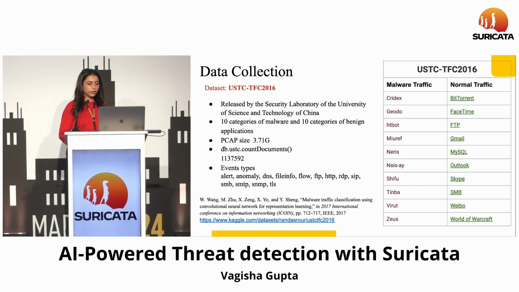In the same way I did with the DDoS dataset, I ingested the documents into the Mongo database, and the count was around 1.1 million documents. The event types that were logged with this dataset were alert, anomaly, DNS, fileinfo, flow, FTP, HTTP, RDP, SIP, SMB, SMTP, SNMP, and TLS.